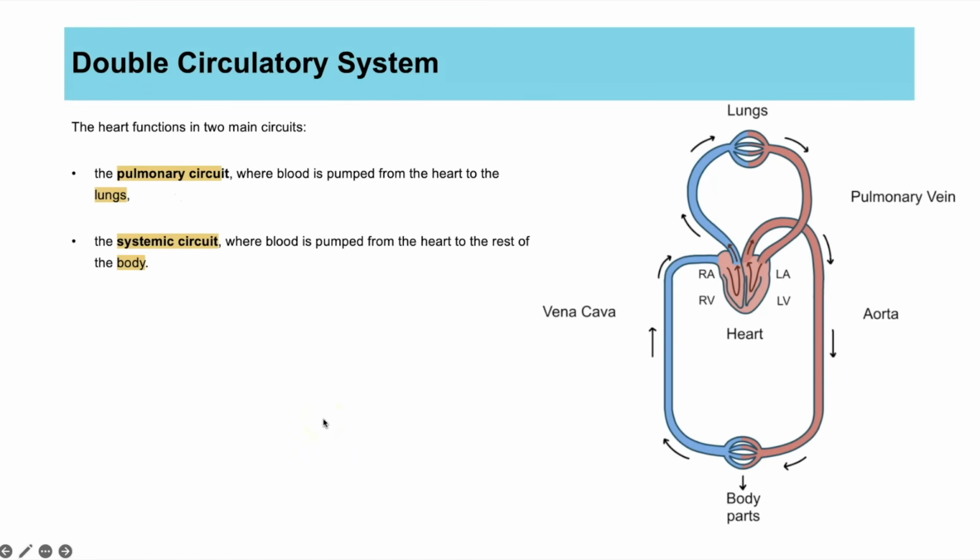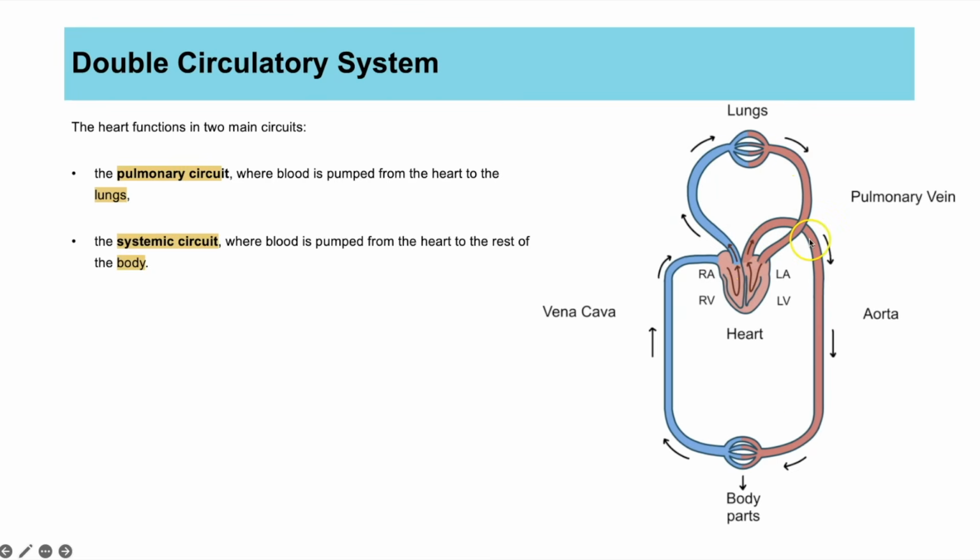So what that means is there are two circuits that the blood travels through, and therefore the heart has blood travelling through it twice. The first circuit we can see here is the pulmonary circuit. And if you remember, we said pulmonary means it's attached to the lungs. So this is the circuit where the blood goes from the heart to the lungs, back into the heart. So that's just one circuit that the blood takes.